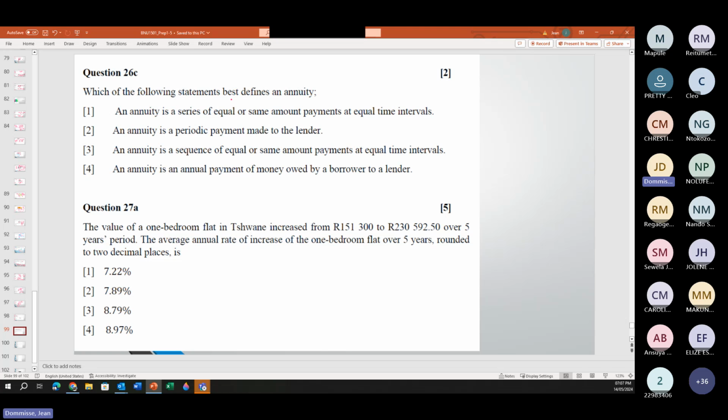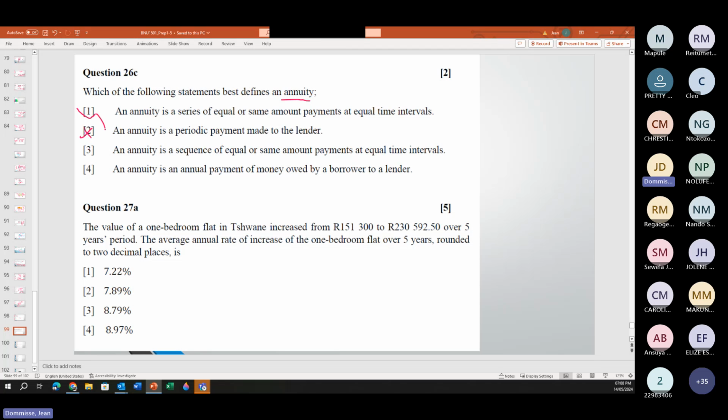So which of the following statements best defines an annuity? So an annuity is a series of equal or same amount payments at equal time intervals. Okay, that is correct. An annuity is a periodic payment made to a lender. Okay, no, it's not to a lender. An annuity is a sequence of equal or same amount payments at equal time intervals.